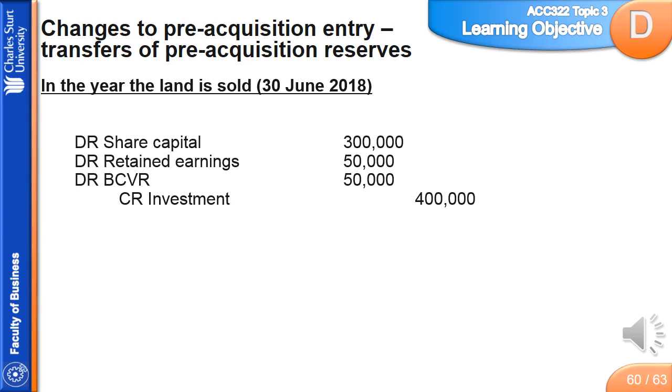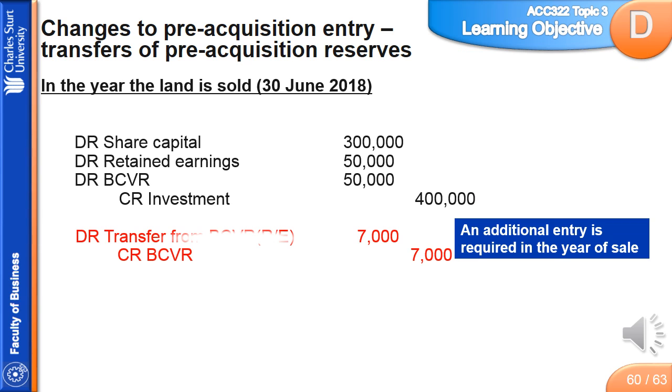Alright, so these entries are focusing on 2018 and 2019. So you're aware, this entry up the top would be the same in 2016 and 2017. Nothing would change there. However, in the year ended 30th of June 2018, with regards to land, we're only focusing on land in this example. We would first need to clear that transfer from BCVR account and credit the BCVR account, and that would reduce both balances to zero. So that would happen in the year that the land was sold.